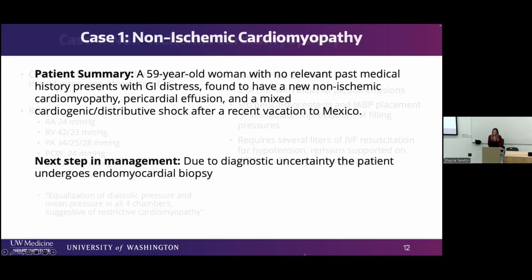And so, in summary, we have a 59-year-old woman with no relevant past medical history who presents with GI distress, found to have a new non-ischemic cardiomyopathy, pericardial effusion, and a mixed cardiogenic distributive shock after a recent vacation to Mexico. And so, her next step in management, due to diagnostic uncertainty, the patient undergoes endomyocardial biopsy.